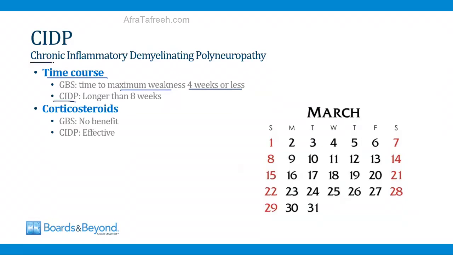CIDP has the word chronic in its name, and that's because it's a more chronic disorder, and it usually takes at least 8 weeks or longer for the patient's symptoms to reach the point where the muscles are maximally weak. And then in terms of corticosteroids, in Guillain-Barré syndrome, as we've already discussed, there's no benefit to corticosteroids. In CIDP, they are effective.